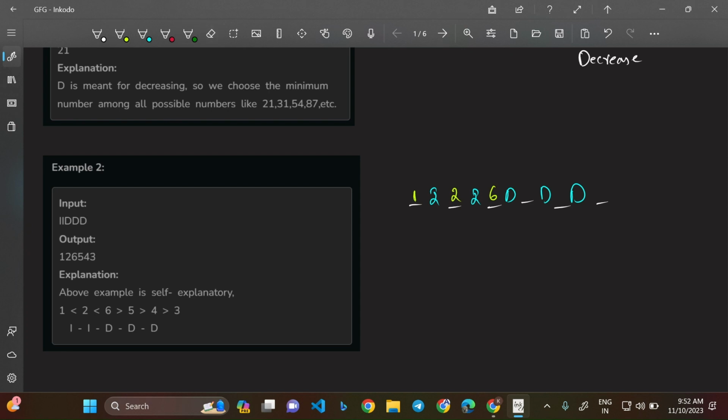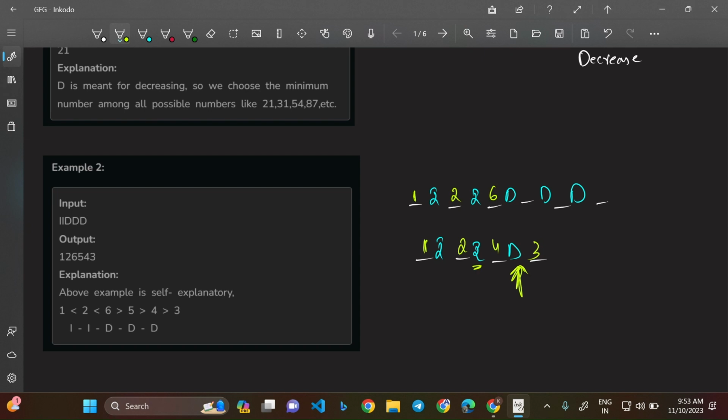Let us assume there are no D's here. Or let me write a particular thing here, IID. Let us assume there is only IID with us. In this case, I'll be writing the answer is 1, 2, 4, 3. Now, why is my answer 1, 2, 4, 3? How did I come to this conclusion? See, whenever I encounter this particular D, I see that I need to decrease my value.